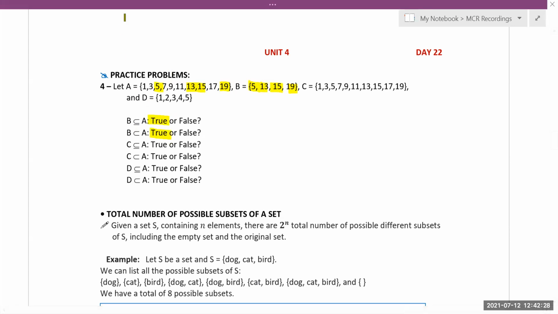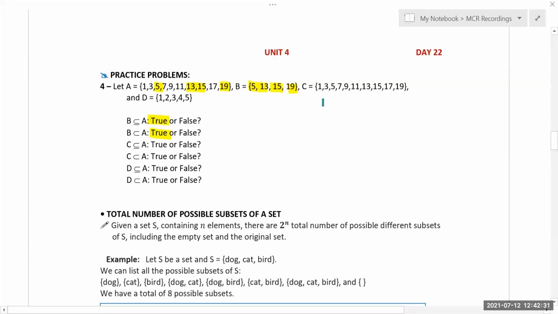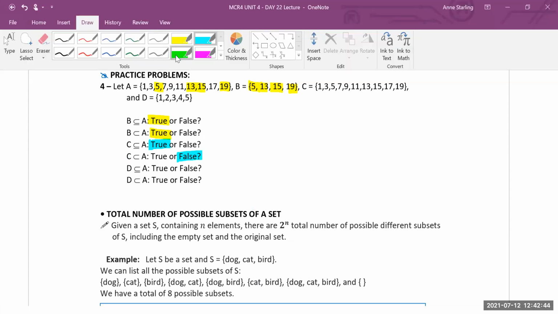All right, in order for C, let's take a look, 1, 3, 5, 7, that matches A exactly. So think of this as less than or equal to, it's equal, but it's not less than, so that part's false. And then for D, let's see what's going on with D.